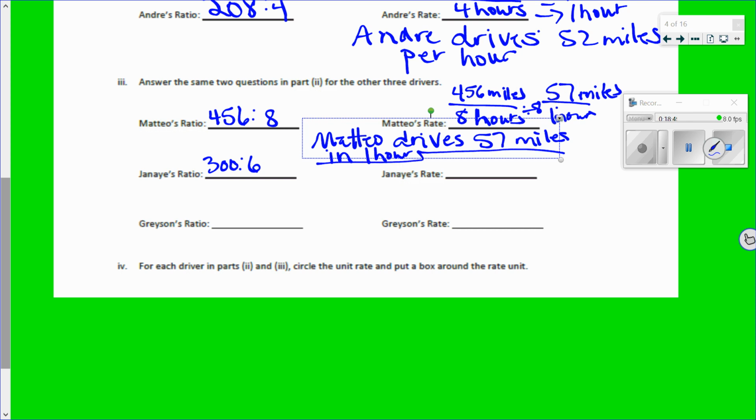Okay, so now we're going to find out her rate. 300 miles over 6 hours. So we're going to find out how many miles she drives in 1 hour. How did I go from 6 to 1? Divide by 6. Wait, no, you divided by 5. That's subtracting. You divide it by 6. So what is 300 divided by 6?